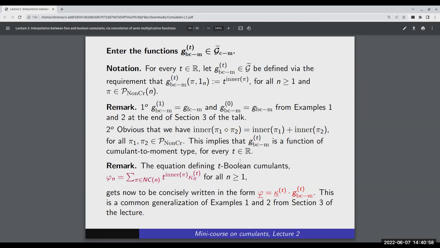And then if you look back at the equation which defined the T-Boolean cumulant, here fortunately I didn't forget to put the superscript, this is the T-Boolean cumulant, and this was the moment cumulant formula which was used to define them. And this is exactly the values g(pi, 1_n). So this is how you write it in short: this is the transition function from T-Boolean cumulants to moments. And as I'm saying, for t equals 1 and 0, it generalizes those two examples I did earlier with the free and Boolean.